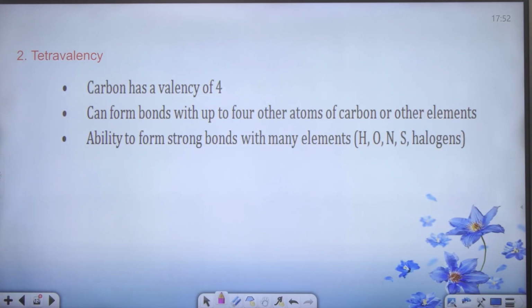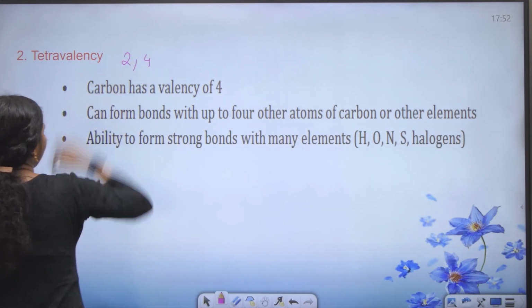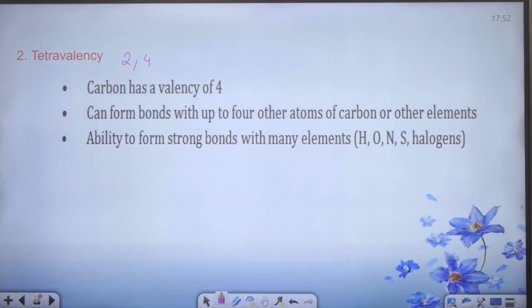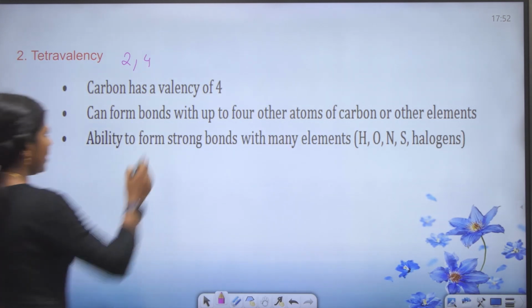Next property is tetravalency. We know that the electronic configuration of carbon is 2, 4. The total number of electrons in the carbon atom is 6. The valence electrons present in the carbon atom are 4, and carbon requires 4 more electrons to complete its octet, 4 plus 4 is 8. That means the valency of carbon is 4.